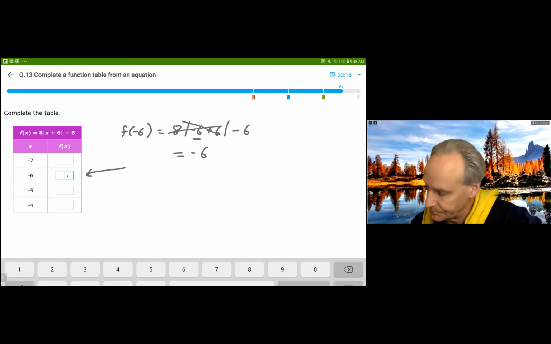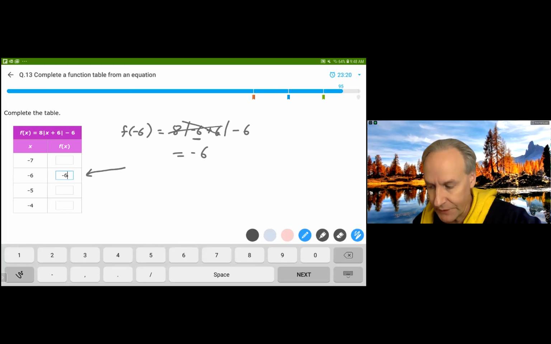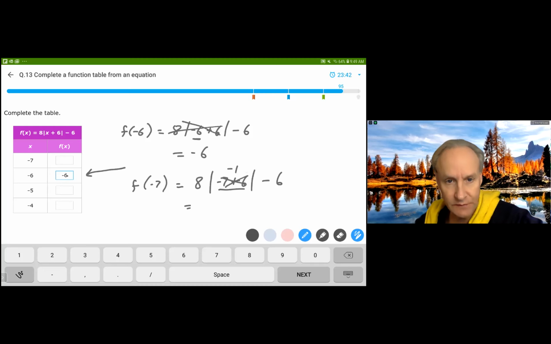So that's my vertex. Now I'm going to do f of negative 7. It's 8 times the absolute value of negative 7 plus 6, minus 6. Negative 7 plus 6 is negative 1, and when I take the absolute value, it just gives me 1. So now I have 8 minus 6, which is 2.